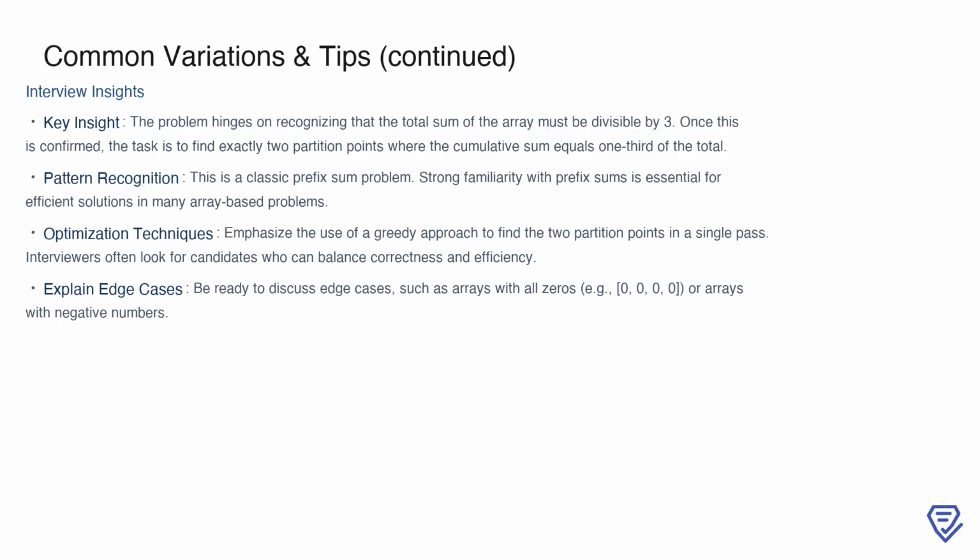Additionally, this is a classic prefix sum problem, so being familiar with prefix sums is crucial for crafting efficient solutions, not just here but in many other array-based problems as well. To optimize your approach, emphasize using a greedy method that allows you to find the two partition points in a single pass, balancing both correctness and efficiency. Interviewers often value candidates who can demonstrate this balance during problem solving.